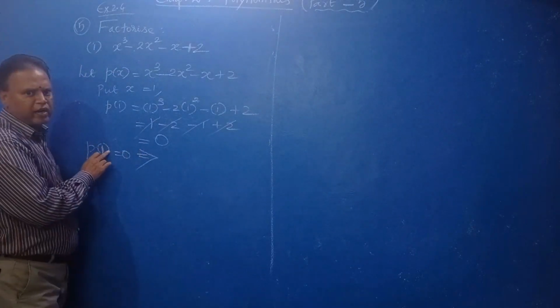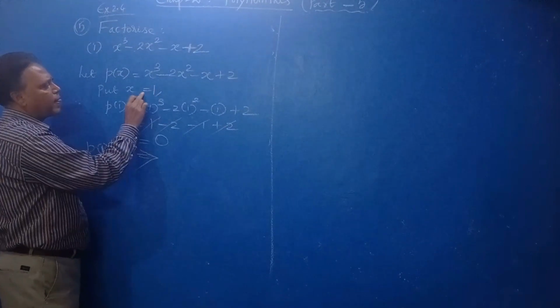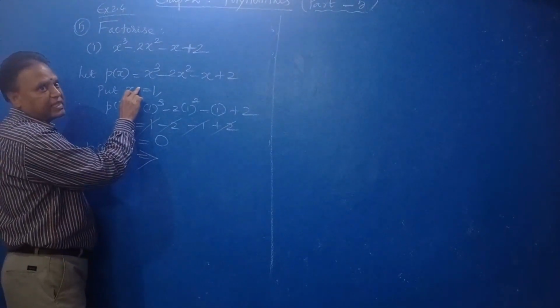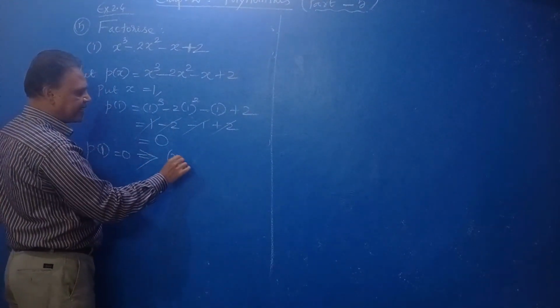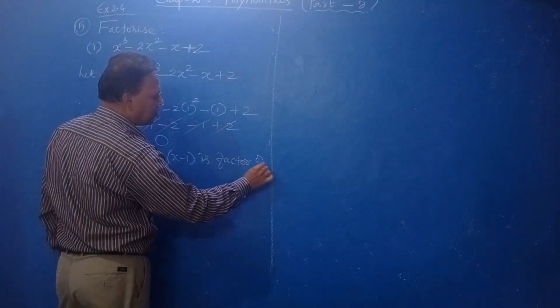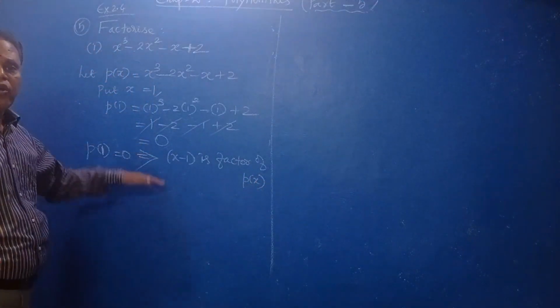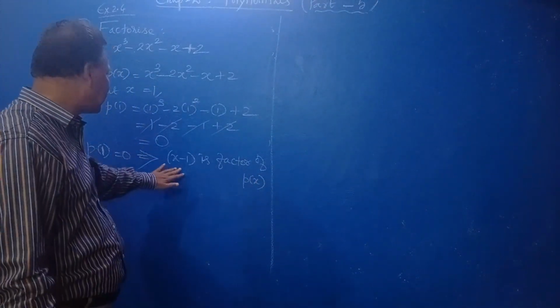x is equal to 1. That means you are putting x is equal to 1. Clear? Therefore, you bring this 1 to this side, which means x minus 1. So you have to write x minus 1 is a factor of p of x. Now, when it is a factor, you can easily divide.